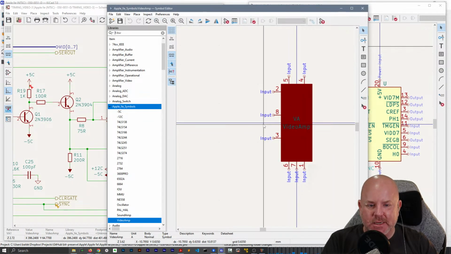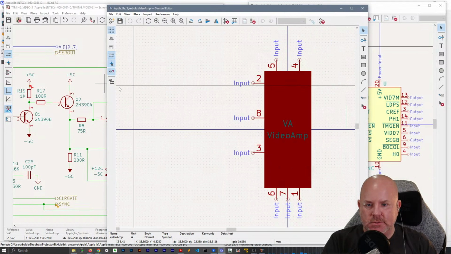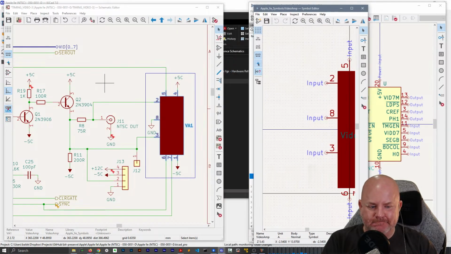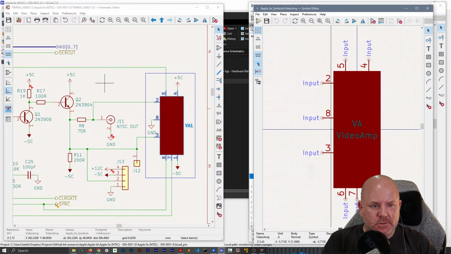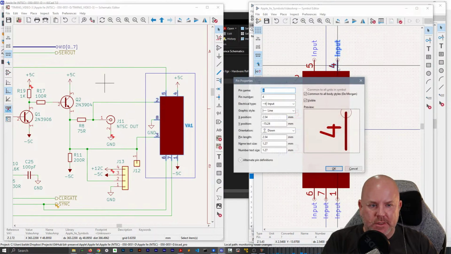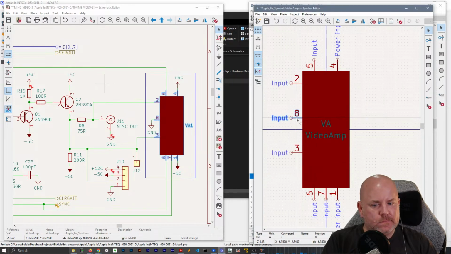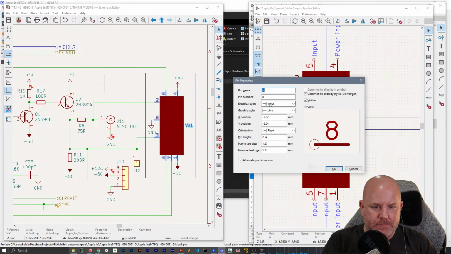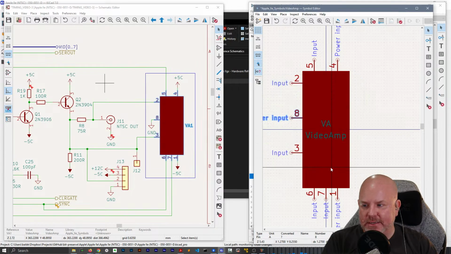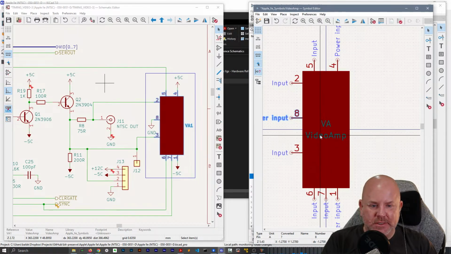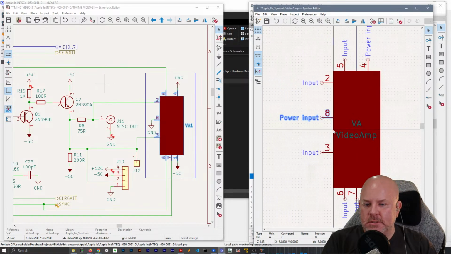I'm gonna have to make some guesses on this one. Video amp. Okay. If you say so. So this is probably a power input. This looks like a power input. This might be a power input. It's going to ground, so we'll say it is. Oh, so somebody did dump it. Interesting.